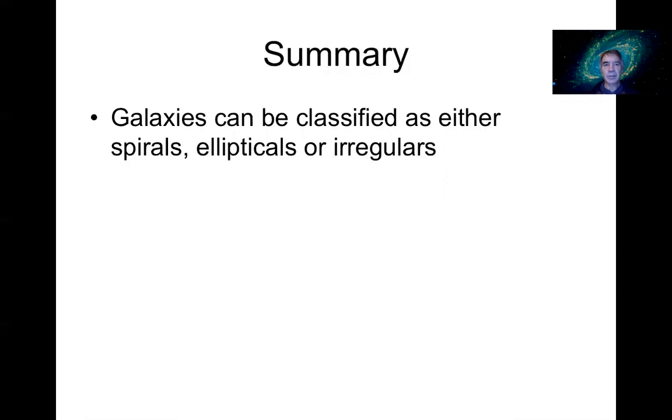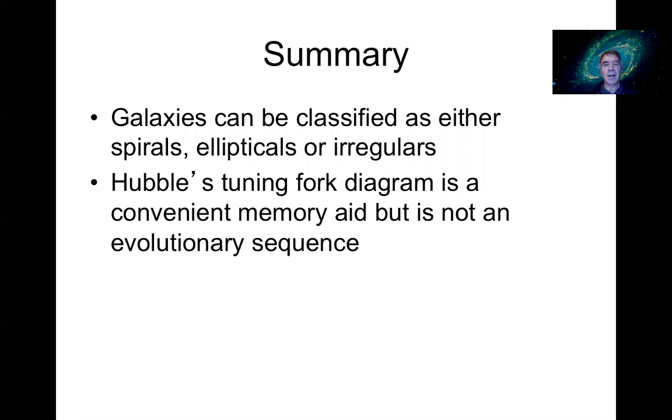Okay, so let's just summarize our first foray into the world of galaxies. We can see that they're classified into these three major groups of spirals, ellipticals, and irregulars. Hubble's tuning fork diagram is a nice way to visualize that detailed classification scheme that we've just outlined. But as I said before, it's really more of a visual memory aid, and it's not any kind of physical, evolutionary sequence.